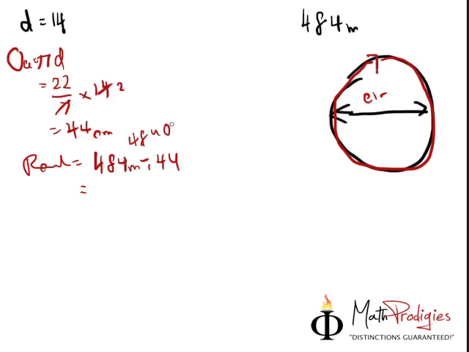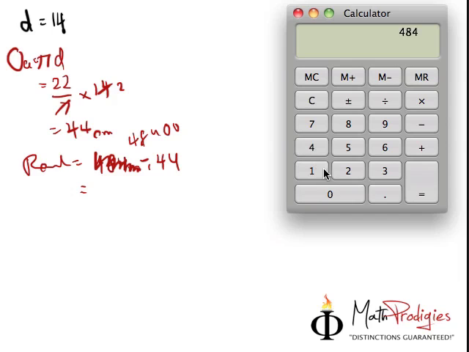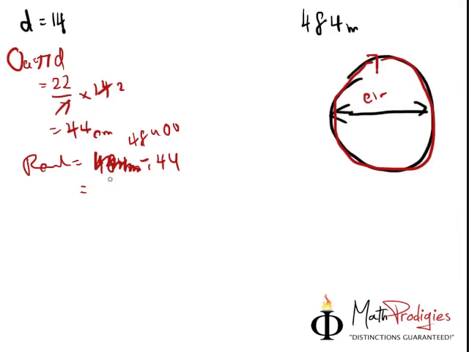484 times 100, therefore 48400 divided by 44 gives you 1100. So that's it. Okay, so now for part D.